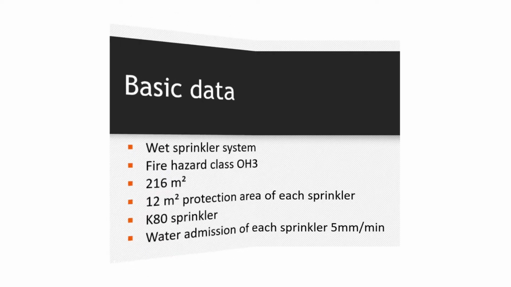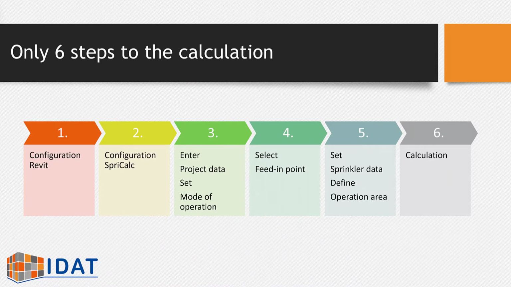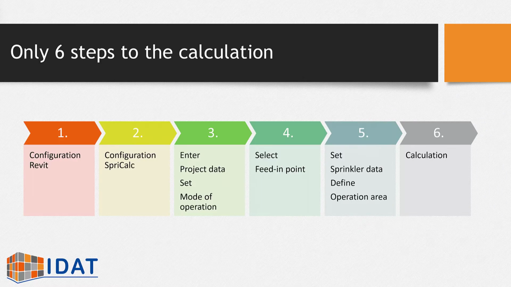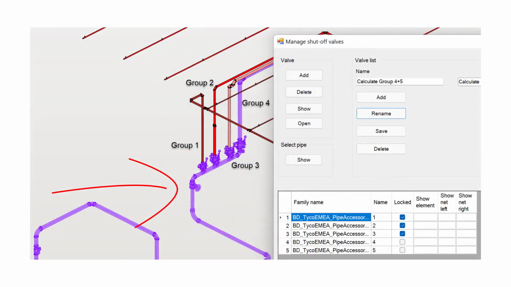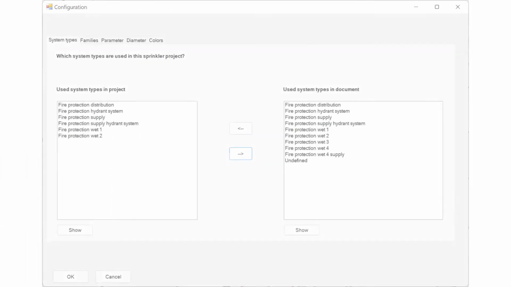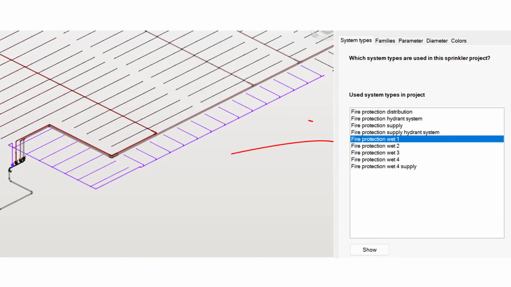First, you need the basic data for the sprinkler system. After only 6 steps, our program will take you from configuration in Revit to the calculation. Some of our features reduce calculation time by shut-off areas in large plans, as in this example. Select which system types should be calculated by the Revit configuration. Are you unsure which are the right ones? Use our display tool.